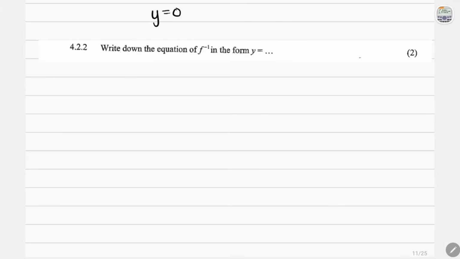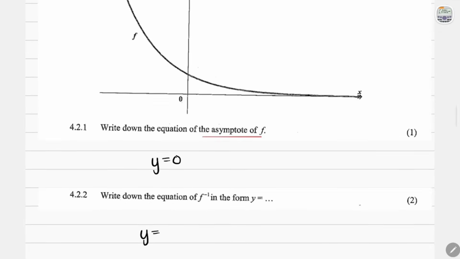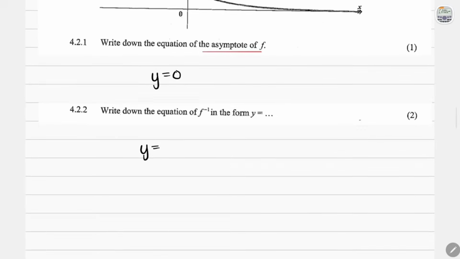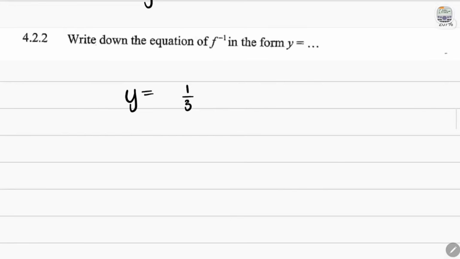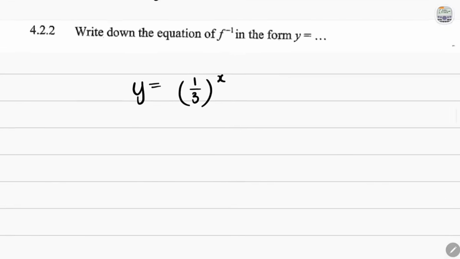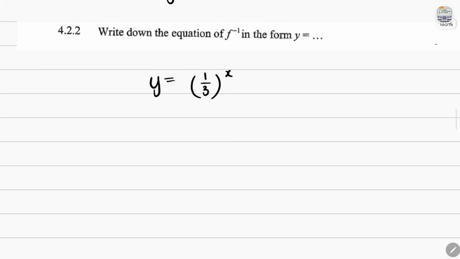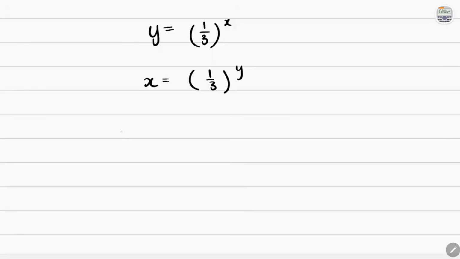Question 4.2.2 says, write down the equation of the inverse of f in the form of y is equal to. Okay, so let's just rewrite the equation of f in the form of y equals, so that's 1 over 3 raised to the power of x. And so to find the inverse, you first swap x and y. So in place of y, we say x, and then it's equal to 1 over 3 raised to the power of, in place of x, we say y. And now we need to make y the subject.